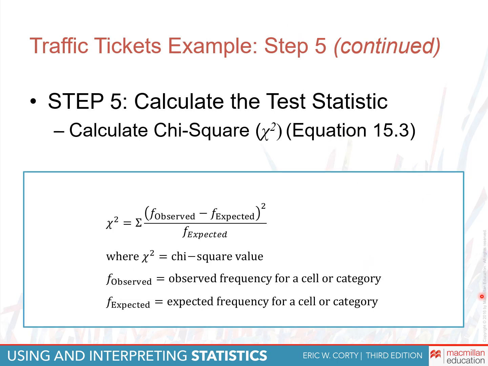Okay, so now that we know the observed frequency and the expected frequency for both of our categories, we can now calculate the chi-squared test statistic. The chi-squared test statistic is going to be the sum of the observed frequency minus the expected frequency, squared, divided by the expected frequency. And we're going to sum these up for each category. I'll show you an example next.